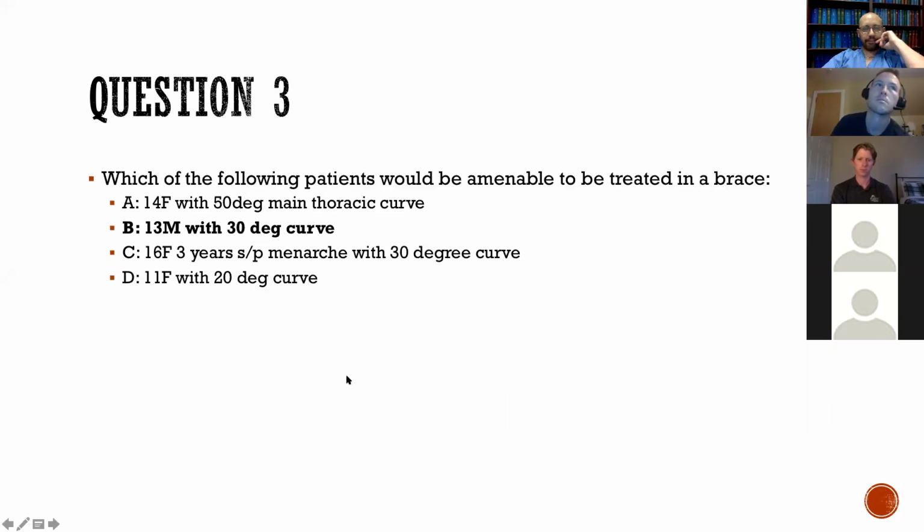So the answer here is the 13-year-old male with a 30-degree curve. It's not the first one because we've already hit that cutoff. A 50-degree curve is an operative curve. And a 16-year-old female, 3 years status post menarche, is already skeletally mature. I know there's maybe still a little bit of growth, but generally it's accepted that 2 years after menarche, they're not growing anymore. And an 11-year-old female with a 20-degree curve is still within the observation range, which is 25 degrees or less.